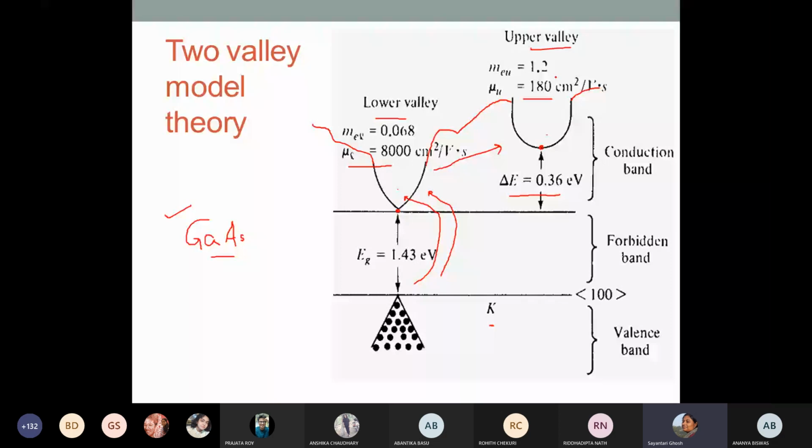So that depends on the structure of the valley, what is the shape and the structure of the valley. Depending on that, you can assign a value to the effective mass and the mobility. So these are all major facts, that in the lower valley you have this much effective mass and mobility, and in the higher valley you have this much effective mass and mobility. So is this picture up to this point clear? If we understand this, then understanding the negative resistance is not going to be difficult. So no questions up to this point? Fine, I can move on.